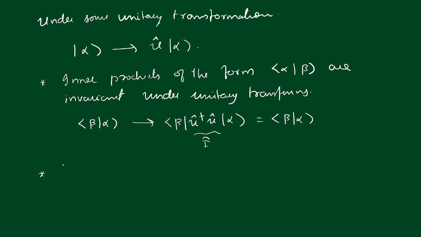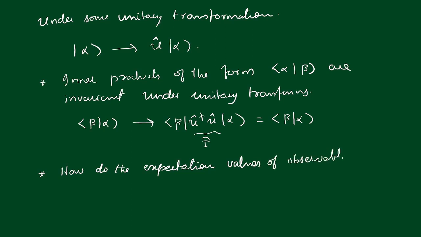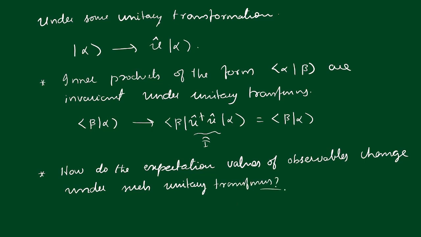Now the question we are asking is how the expectation values change. In the end, what quantum mechanics predicts are expectation values, the measured average values. So let's ask how the expectation values of observables change under such unitary transformations.